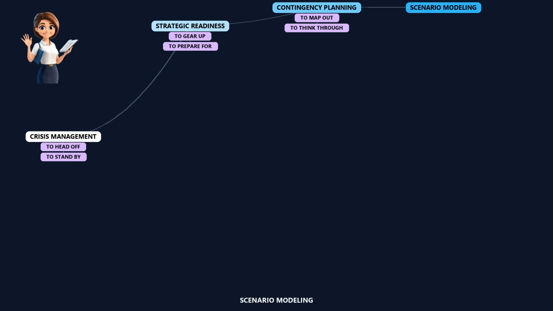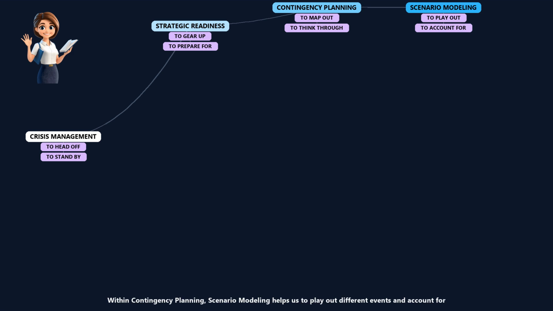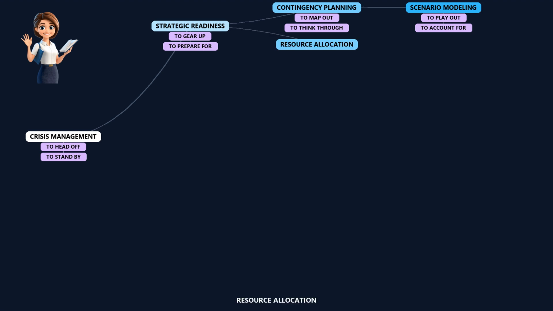Scenario modeling. Within contingency planning, scenario modeling helps us to play out different events and account for every risk. To put it simply, we are imagining a crisis and making sure we have included every detail in our plan. Resource allocation. Resource allocation serves as a practical application of strategic readiness to set aside funds and line up equipment. Essentially, we are reserving the money and tools we will need if a disaster happens.